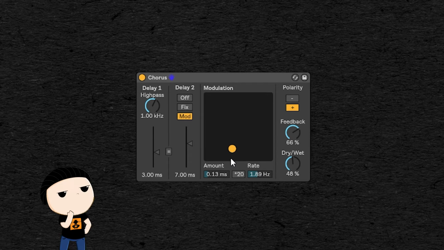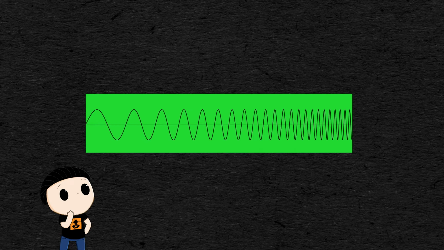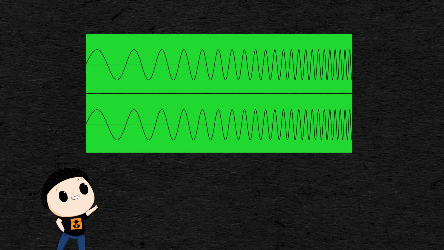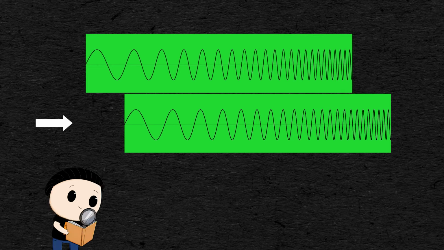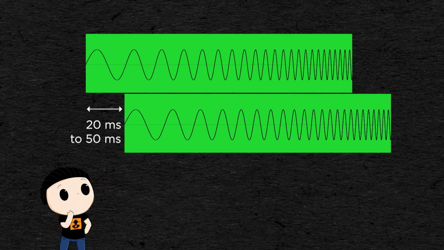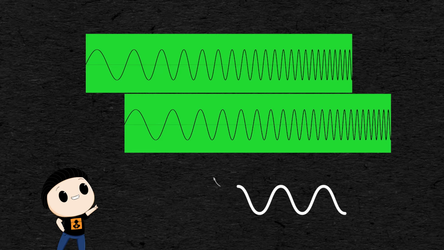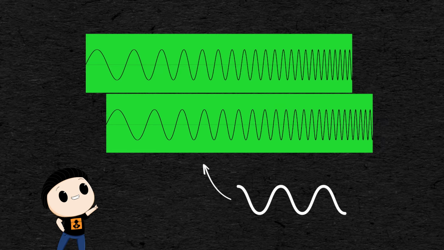A chorus effect is very similar to a flanger effect. When a signal goes through a chorus effect, it is also duplicated. The first one is also played back as is, and the second one is also delayed, but generally it's delayed by a higher amount, between 20 and 50 milliseconds. Then, a chorus effect also generally has an LFO that modulates the delay time of the second signal, just like in a flanger.